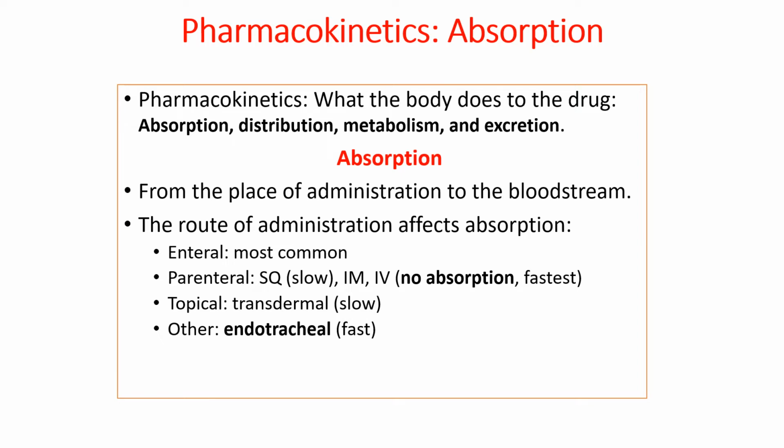The pharmacokinetics includes four main processes: the process of absorption, the process of distribution, the process of metabolism, and the process of excretion. Absorption is when the medication is placed in any part of the body. I mean, it could be in the digestive tract, under the tongue, in the rectum, in the muscle, or subcutaneous.